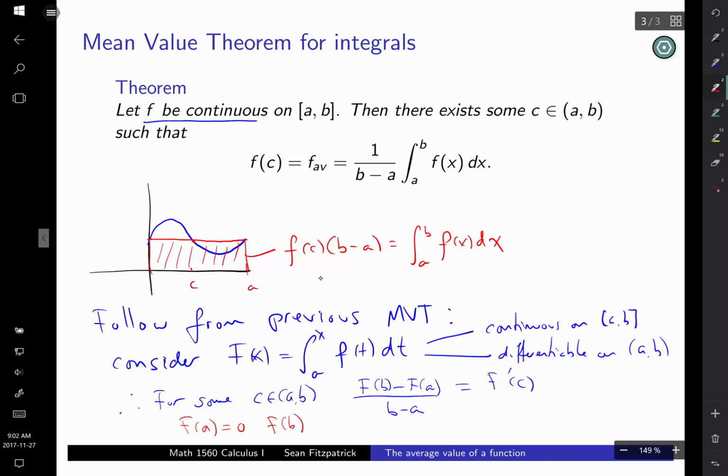F of b is just our integral from a to b of f of t dt, which is the same thing as the integral of f of x dx. It doesn't matter what letter you use for your integration variable. And what's F prime of c? Well, FTC1 says that F prime of c is simply f of c. Okay, so the original mean value theorem together with the first part of the fundamental theorem of calculus gives us this mean value theorem for integrals.